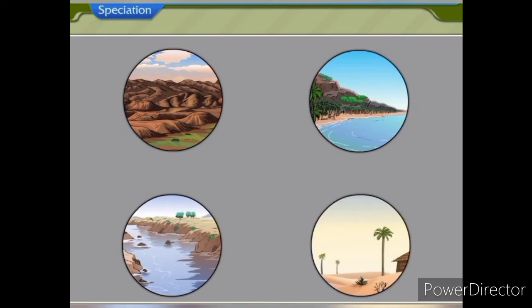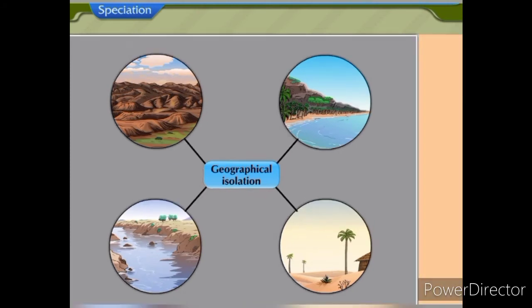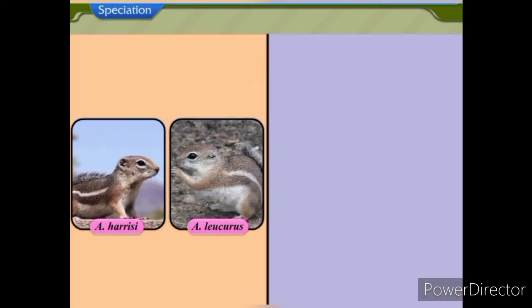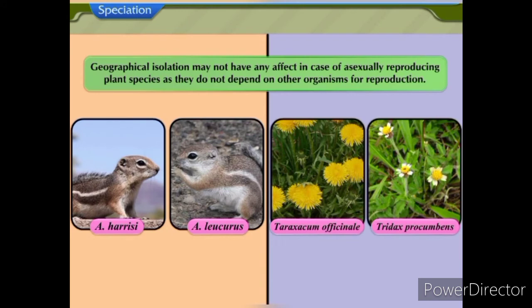Out of these several factors, geographical isolation is the major factor in the speciation of sexually reproducing animals, since it interrupts the flow of genes. However, it may not have any effect in case of self-pollinating or asexually reproducing plant species, as they do not depend on the other organisms for reproduction.